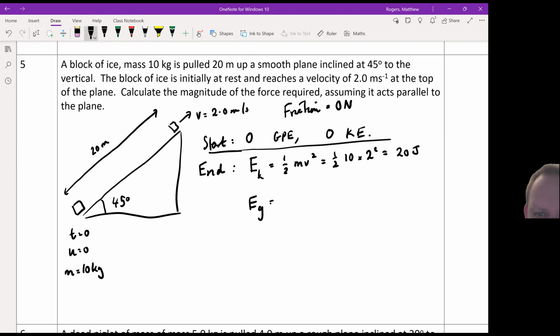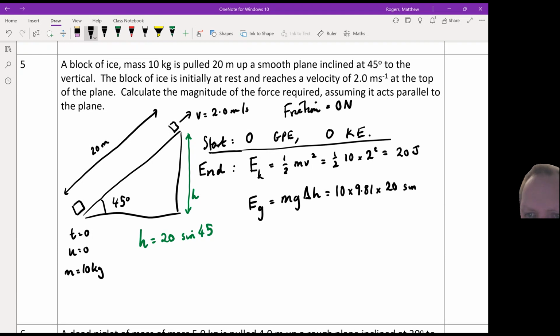And at the end, its gravitational potential energy is equal to mg delta h. So the h it moves through is this vertical height here. As we've seen previously, we can get this from using a bit of trigonometry. So the sine of 45 should equal h over 20, which means h should be equal to 20 sine 45. So this should equal 10 times 9.81 times 20 sine 45, which is 1,387. Significant figure-wise, we're going to end up working to 2, aren't we? There's a good clue there that it's 2. So 1,400.